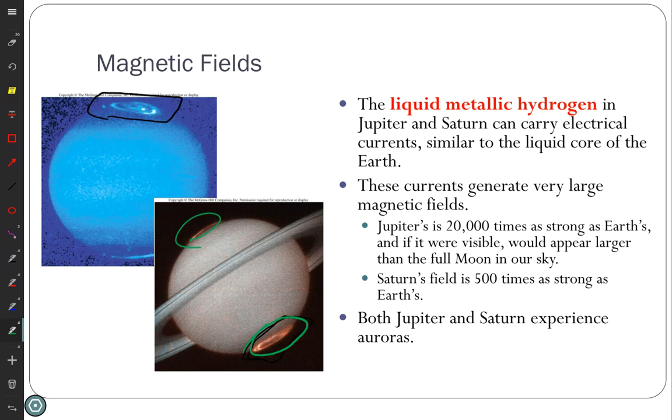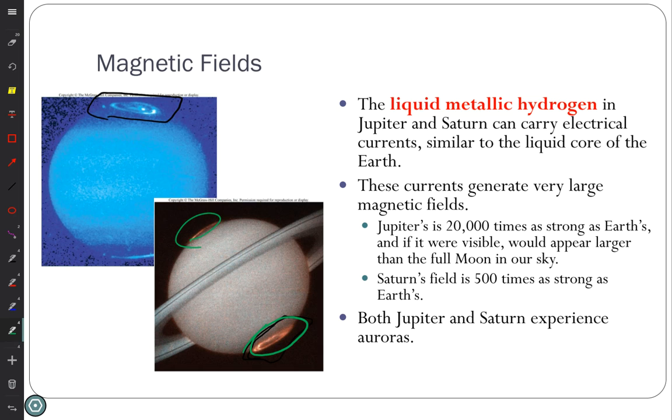Saturn's field is only about 500 times stronger than the Earth's. That's still really strong. So both of them have really strong magnetic fields. The fact that they have magnetic fields tells us that there must be a conducting material going around in circles, and it must have convection. And as I said before, it should have a molten core that has iron in it in the center.